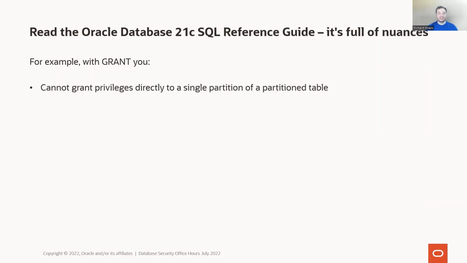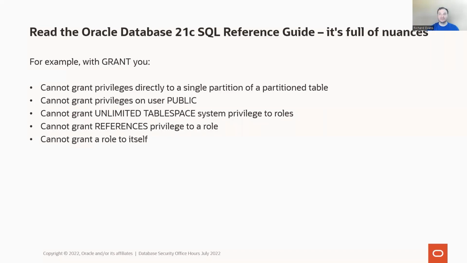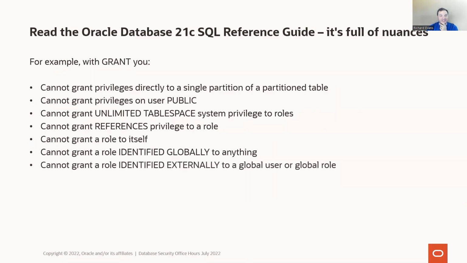You can't grant privileges to a single partition on a partition table. I guess that makes sense. Can't grant privileges on user public. So can't do that. Can't grant unlimited tablespace system to roles. Can't grant reference privileges to roles. Remember, reference was being able to create constraints referring to a column. You can't grant a role to itself, so I couldn't grant HR admin to HR admin. You can't grant externally roles to anything. You can't grant this to a global role or global user.